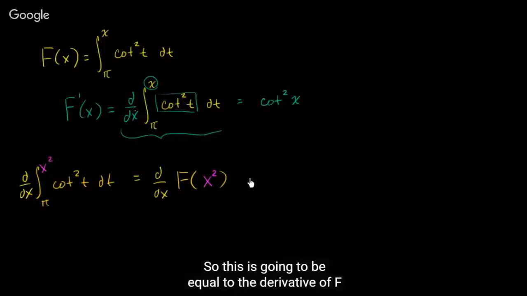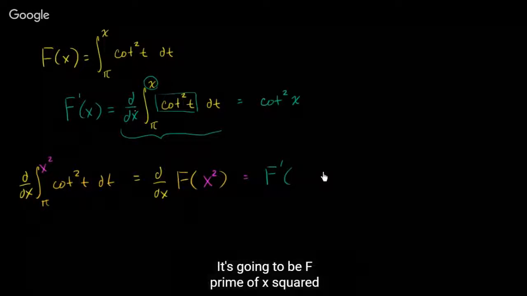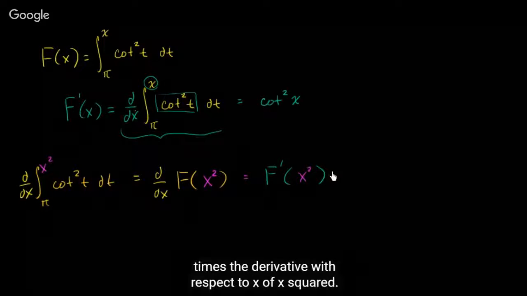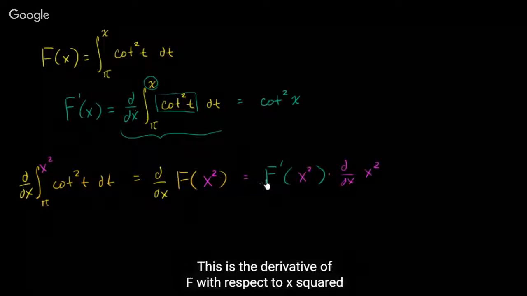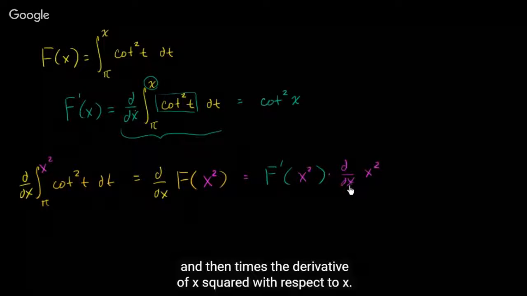So this is going to be equal to the derivative of f with respect to x squared. This is just straight out of the chain rule. It's going to be f prime of x squared times the derivative with respect to x of x squared. This is the derivative of f with respect to x squared, and then times the derivative of x squared with respect to x. This is just the chain rule right over here.